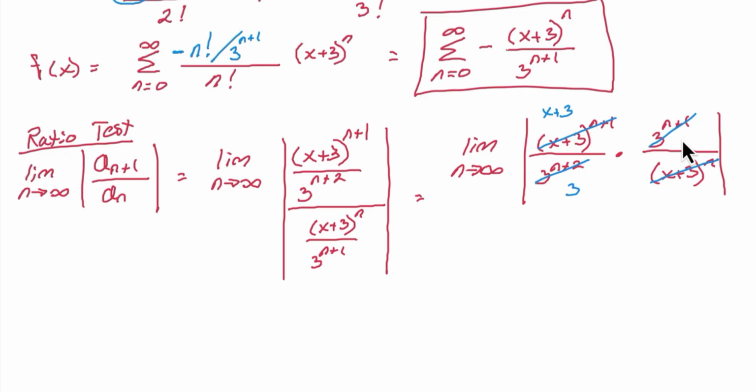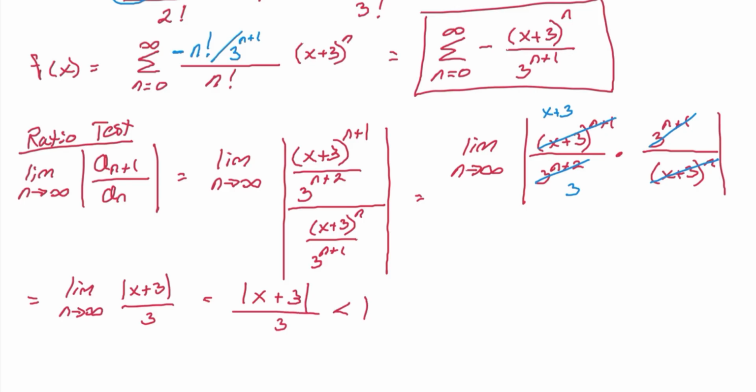After all of that, we now have the limit as n approaches infinity, absolute value of x plus 3 divided by 3. Well, that's simply going to give us absolute value of x plus 3 divided by 3, and we want that to be less than 1 for the ratio test. So solving this, we get x plus 3 is less than 3. And from here, we can say that our radius is 3.